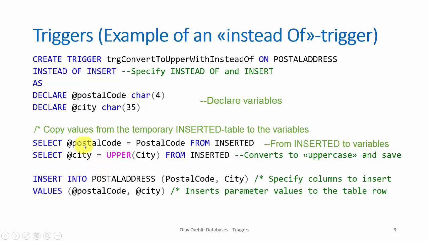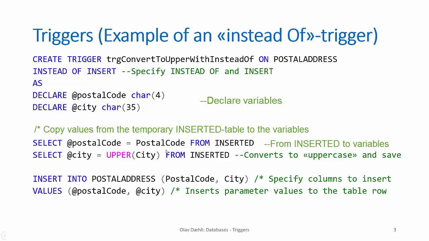And now we will insert these variable values instead of the values that were put into the original insert into statement. Now we write insert into postal address, which is a table, and we specify the columns the data will be inserted into, which is postal code and city. And then we specify the values which are going to be inserted. That are postal code and city, where we now know that the city consists of only uppercase letters. So that is the principle of an instead of trigger.